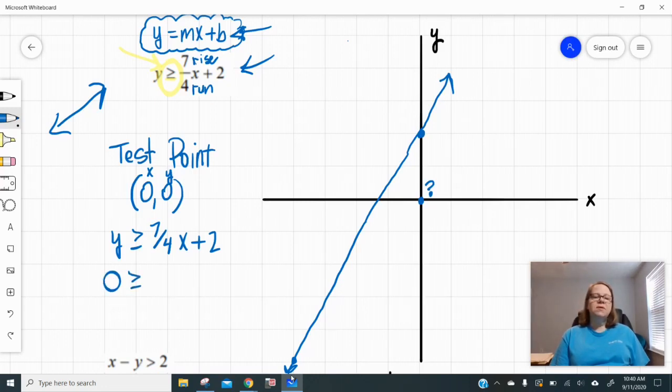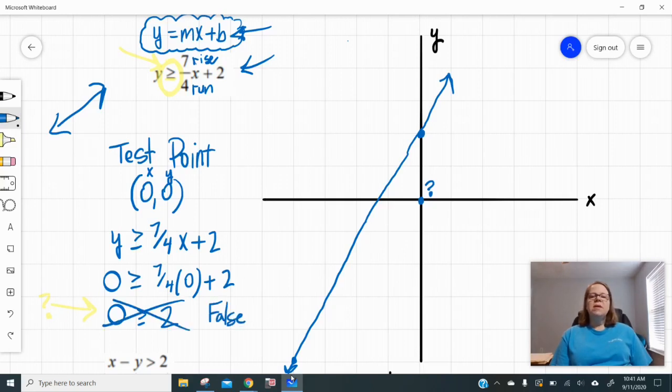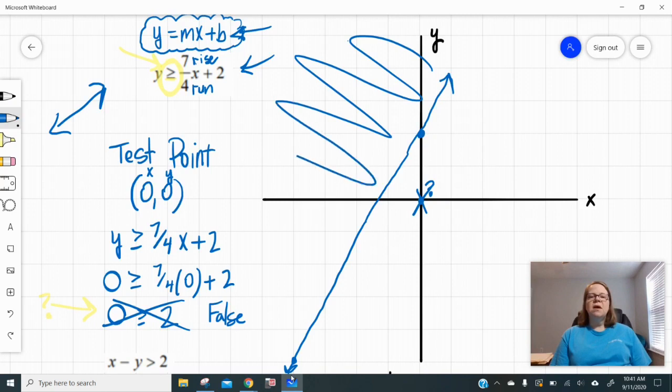So 0 is greater than or equal to 7/4 times 0 plus 2. Okay, so anything times 0 is 0, and 0 plus 2 is 2. So the question is, is that true? Is 0 greater than or equal to 2? No, of course not. So since that is not true, that's a false statement. That means this is not part of the solution. 0, 0 is not one of the solutions to this problem. That just means that I'm going to shade the other side of the line.